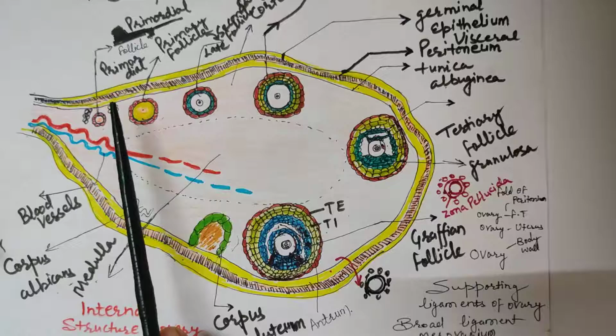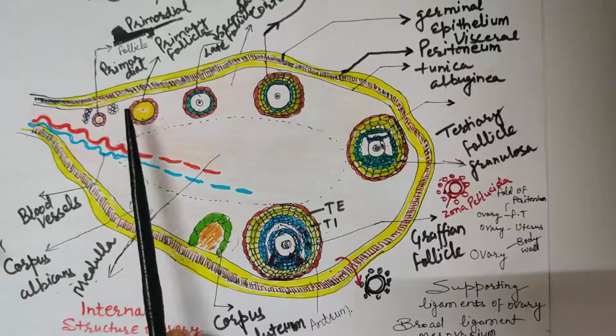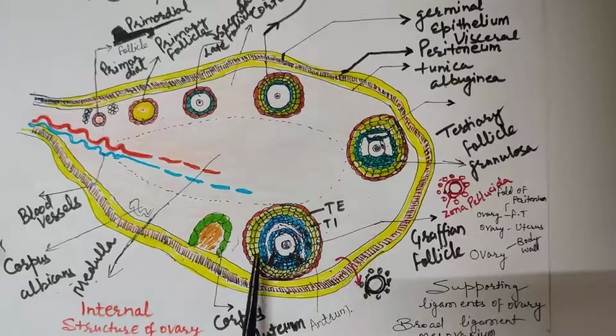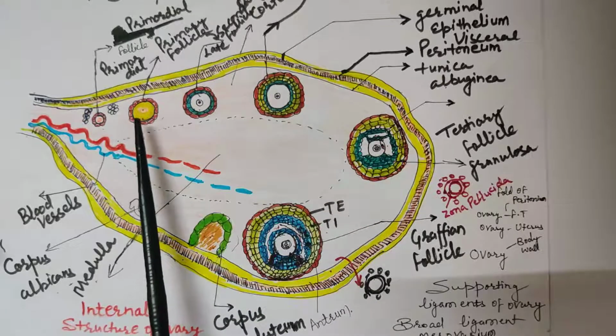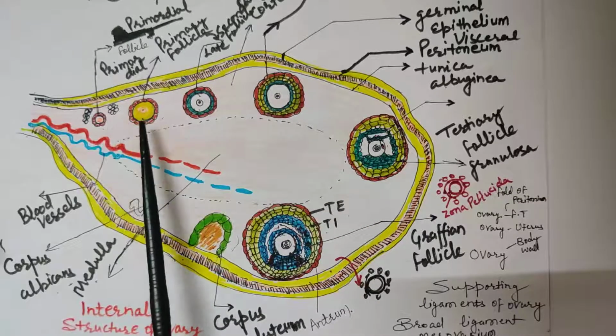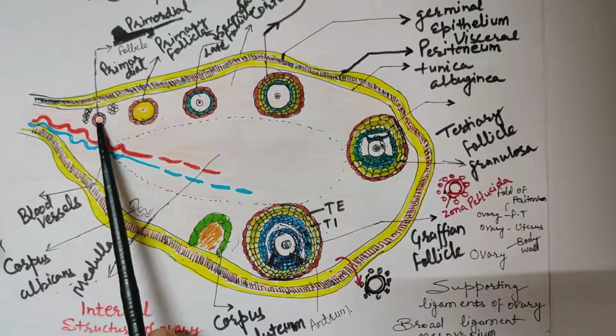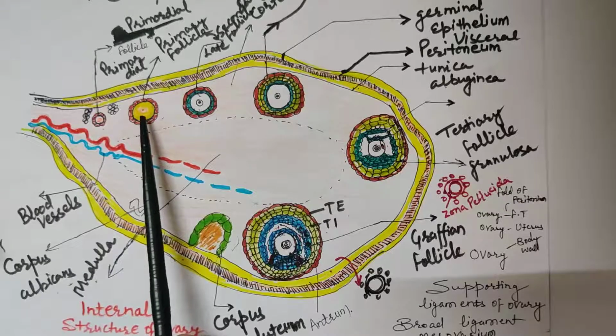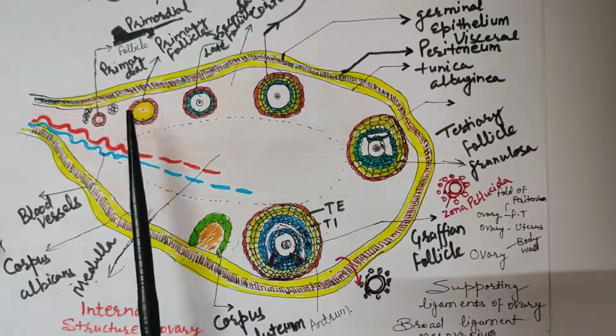And then you can see here rounded structures. These are ovarian follicles. What are ovarian follicles? They are oocyte containing complexes which occur in the stroma part of the ovary.